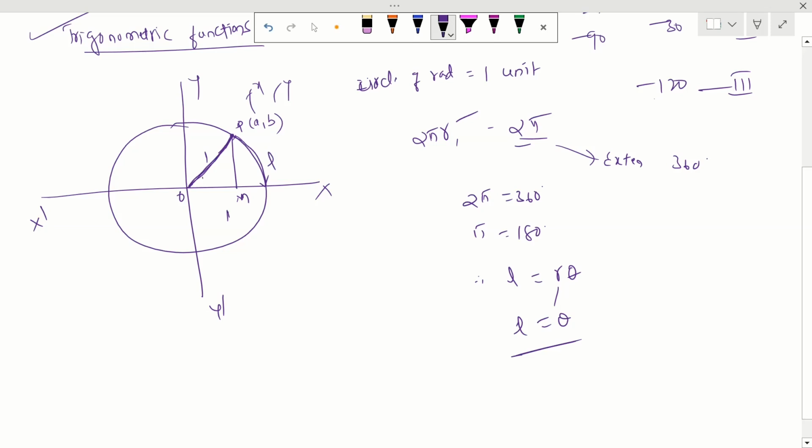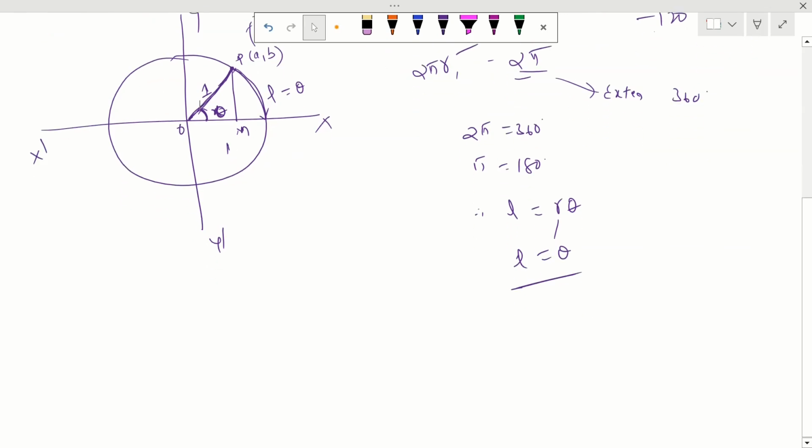Here I am giving the angle as x. Suppose this angle is x, or you can say this is theta. The angle is theta, so L is theta; the length of the arc is theta only. And here the radius is 1 unit.